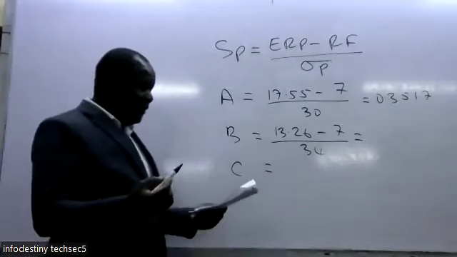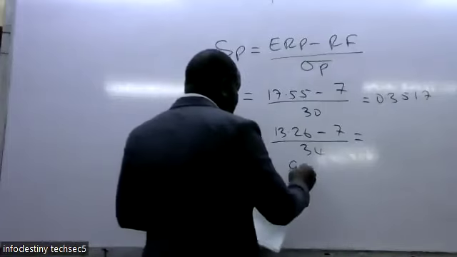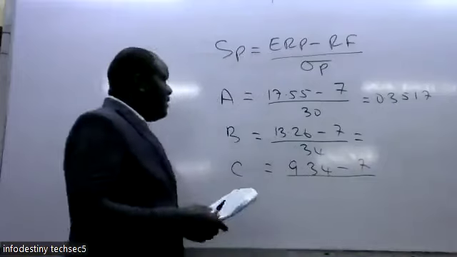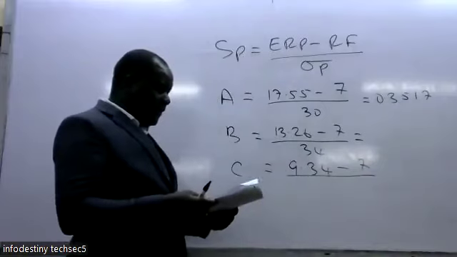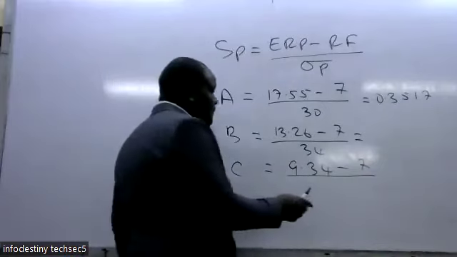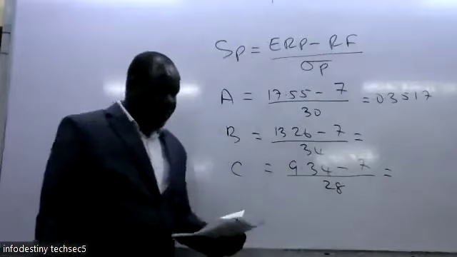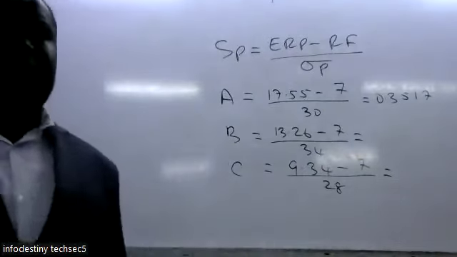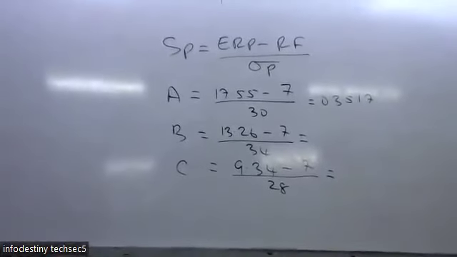The one for C, average return or expected return is 9.34. We subtract 7, then we divide by the standard deviation of that portfolio C. They gave us 20. So you compute them. I will also compute the one for the market.